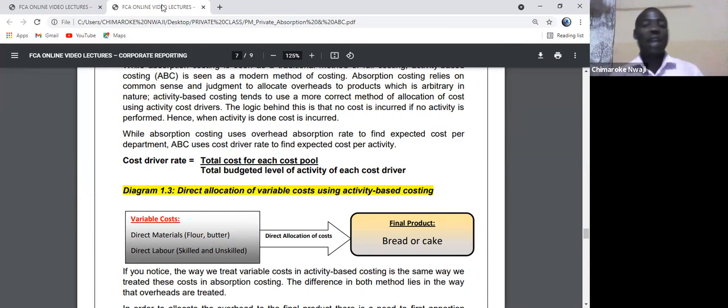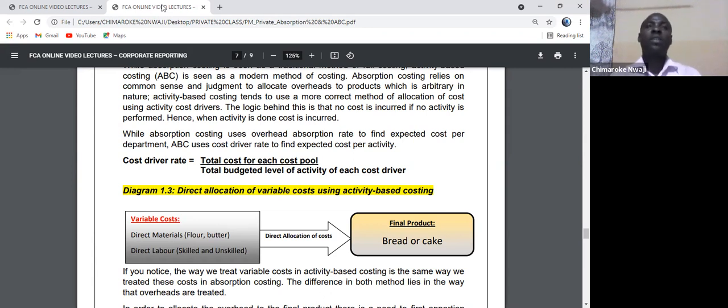Now, one other thing that is different between absorption costing and activity-based costing is the measure of that judgment cost. I call it judgment cost when we are dealing with absorption costing because that is what you use to judge all your departments. In absorption costing, that judgment cost is the overhead absorption rate, OAR. In activity-based costing, that judgment cost is called your cost driver rate, CDR. What is CDR? CDR is total cost for each cost pool, divided by the budgeted level of activity of each cost driver.